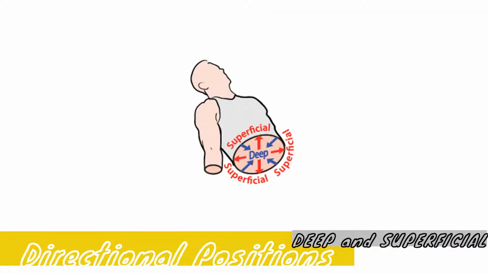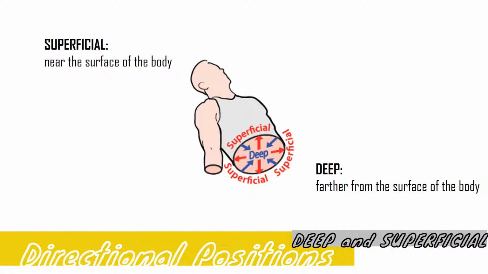The last pair of terms that we're going to be discussing is deep and superficial. Superficial means that it is near the surface of the body, whereas deep means that it's farther away from the surface of the body. For example, you could say that the heart is deeper than the rib cage, since the rib cage is closer to the surface of the body.